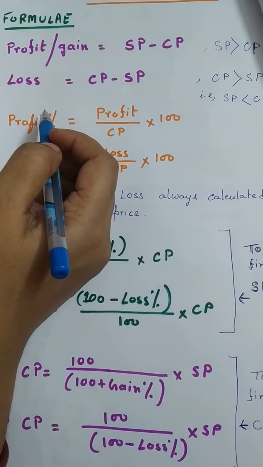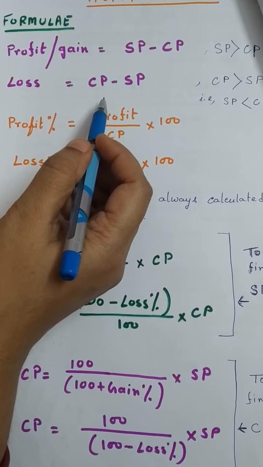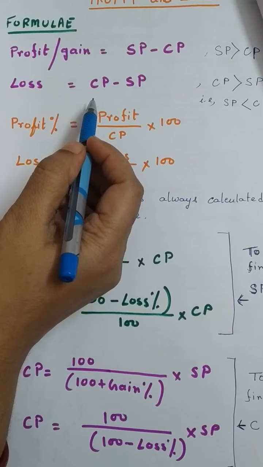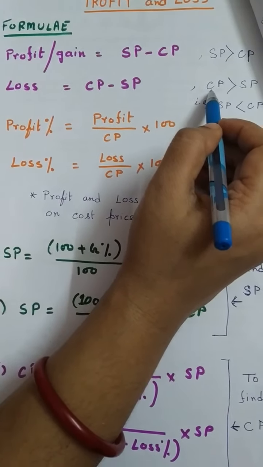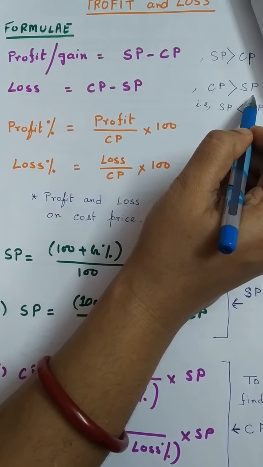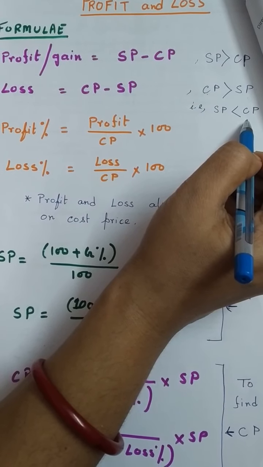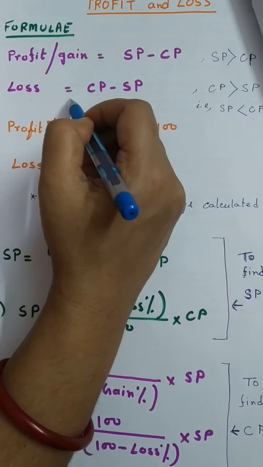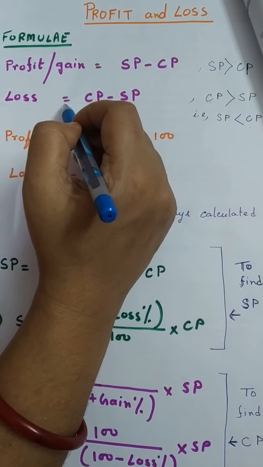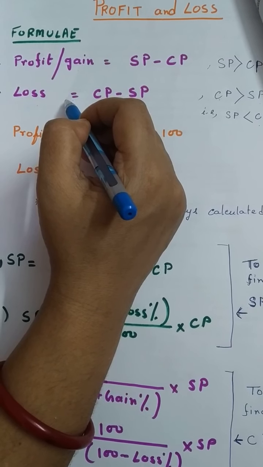Now what happens if a man buys an article for rupees 55 and sells it for rupees 40? Buys for rupees 55 and sells for rupees 40. So here cost price, which is 55, is greater than selling price. In other words, selling price is less than cost price. So in that case there is a loss, and loss is equal to cost price minus selling price. So these are two main formulas: how to find profit, and how to find loss.